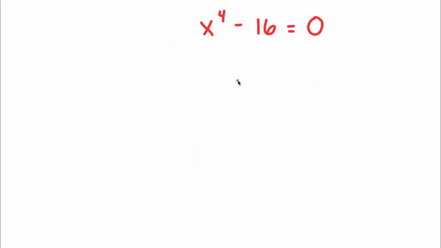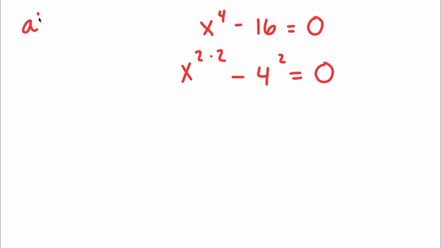Alright, so in this problem, I have x to the power of 4 minus 16 is equal to 0. So to solve this, I'm going to first rewrite x to the power of 4 as x to the power of 2 times 2. So now I have x to the power of 2 times 2 minus 4 to the power of 2 is equal to 0. I just simply rewrite 16 as 4 to the power of 2.